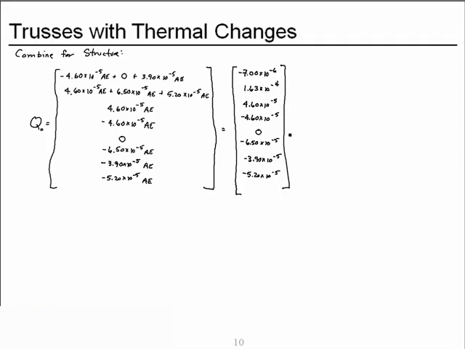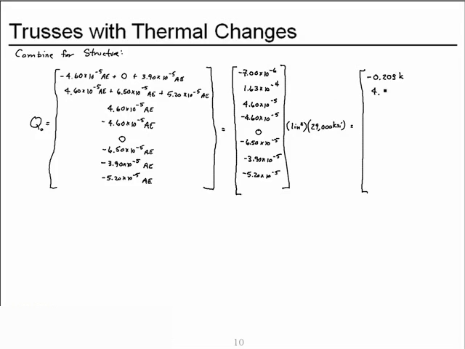All of these times A, which is 1 inch squared for this problem, and E, which is the modulus of elasticity for steel in this case, 29,000 KSI. If we incorporate those, our fixed end forces become: we have the negative 7 times 10 to the minus 6 times the 1 inch squared times the 29,000 KSI, we get a negative 0.203 kips.